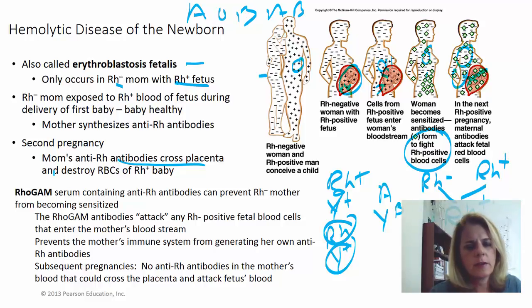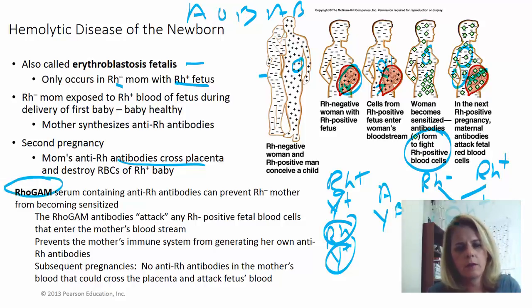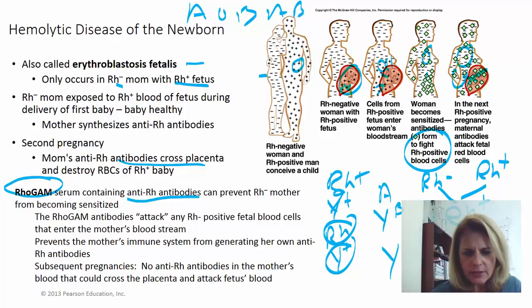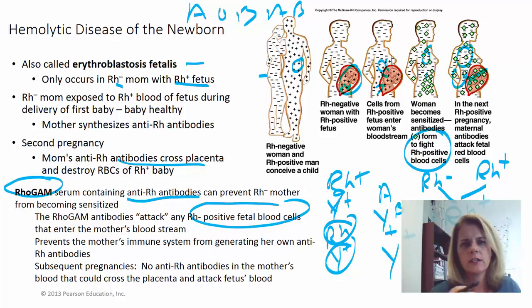So what they do is they give something called RhoGAM, and that's gamma globulin. So it's a serum that contains anti-Rh antibodies. Okay, so they're the anti-Rh antibodies. And so you give that, and they go in and gobble up all those positives. So remember those antibodies, they're looking for that shape that's the mirror image to grab up. So if you give her anti-Rh antibodies, they're going to go in and grab up all of those Rh positive fetal cells that are marked with that antigen and agglutinate them and get them out of her system and get rid of them. And so that prevents her own body from mounting that immune response.